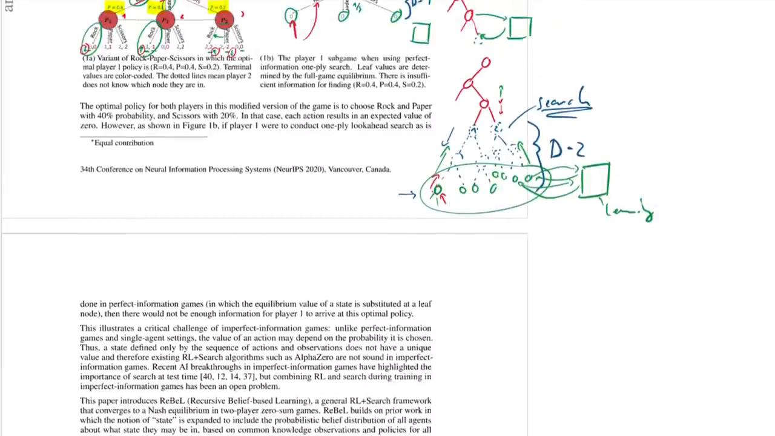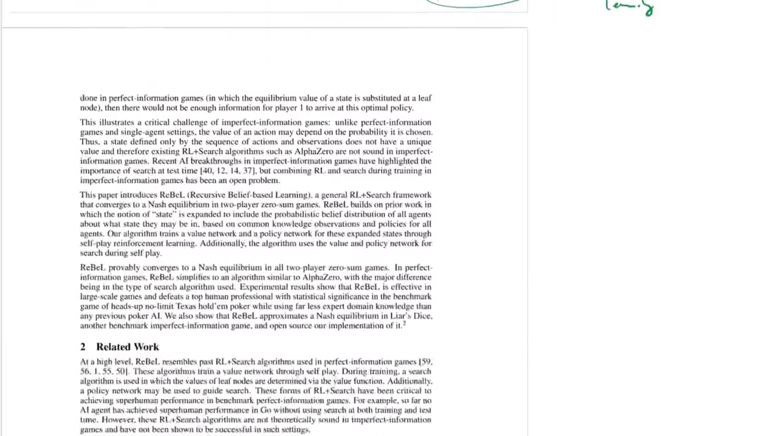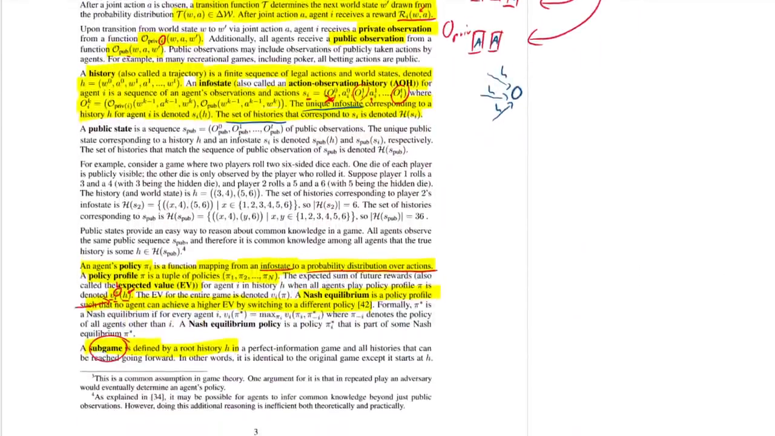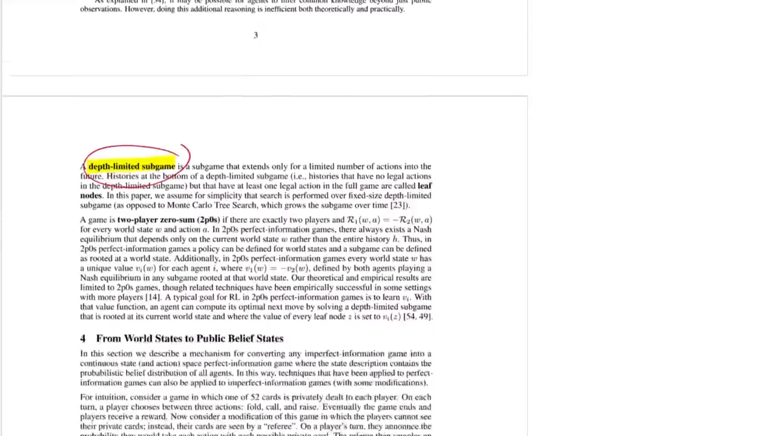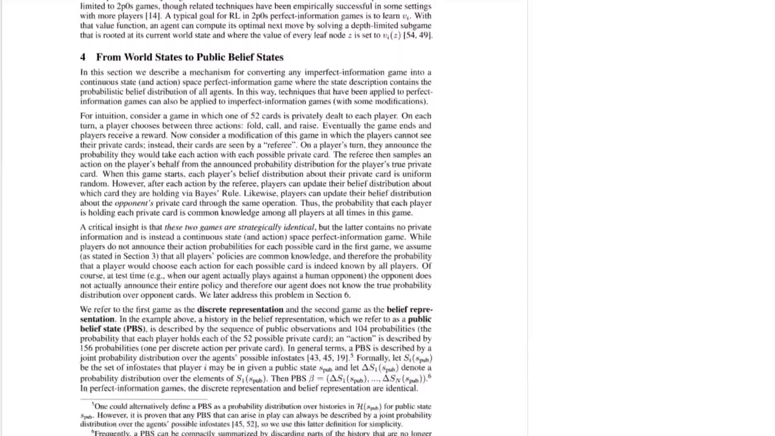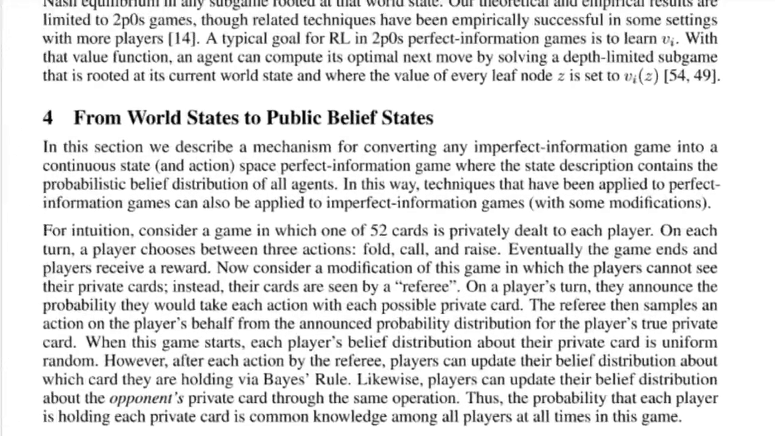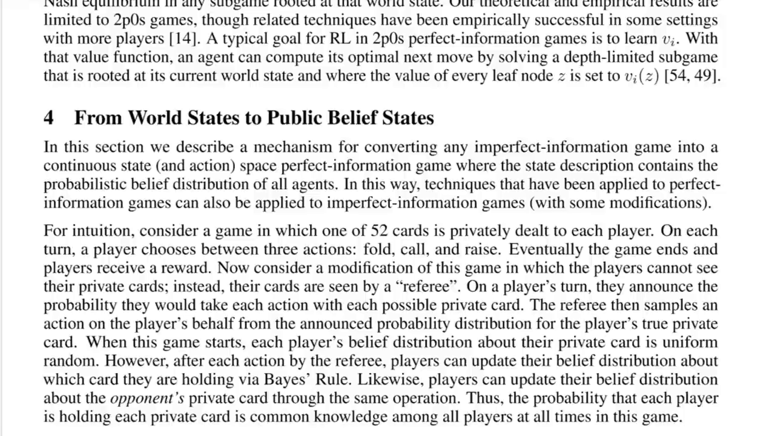Okay, so in an info state, we can't distinguish where we are, and that means our value estimations are going to be rather useless if we just apply this algorithm straightforwardly. So we need a way to transform a game where we don't know everything to a game where we do know everything. It sounds a bit weird, but that's exactly what we're going to do right here.